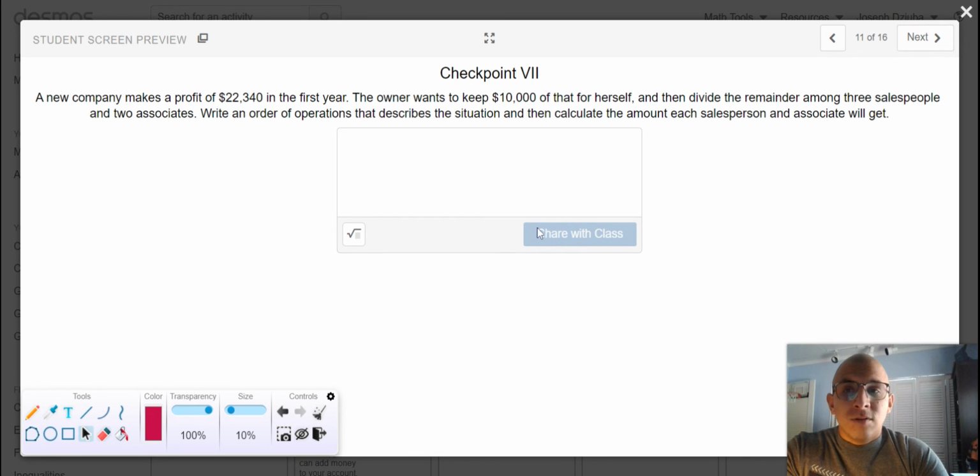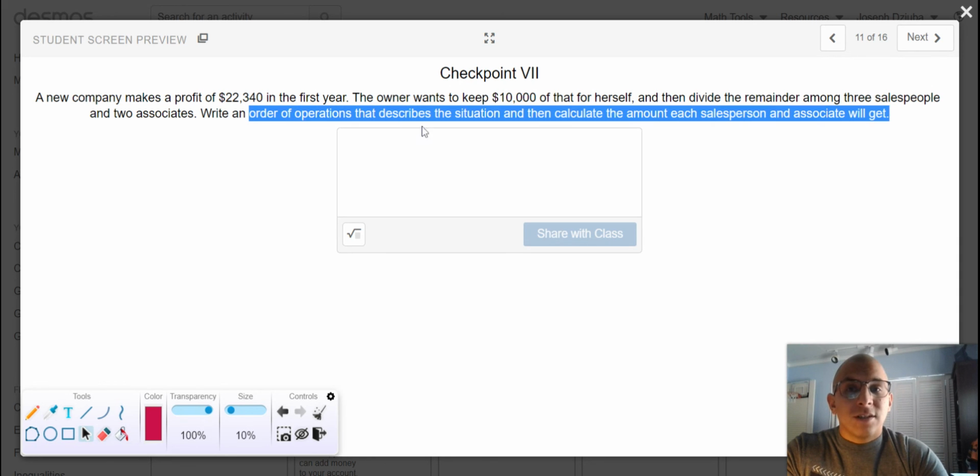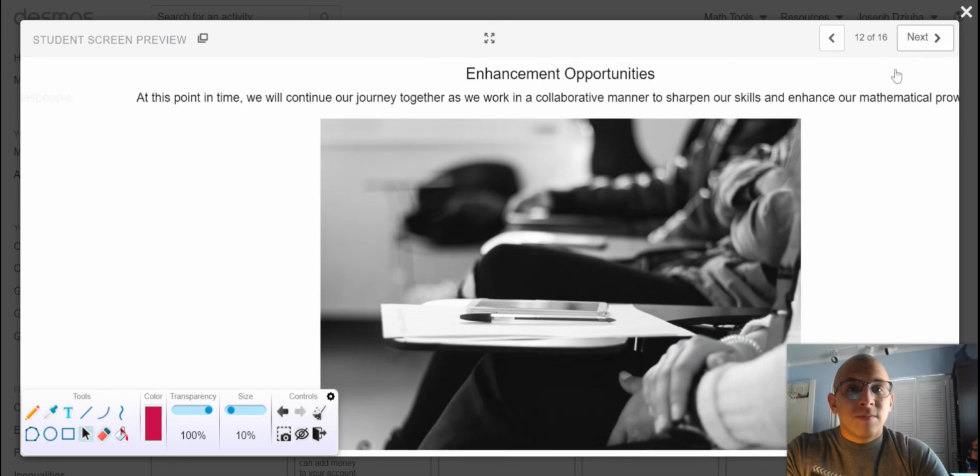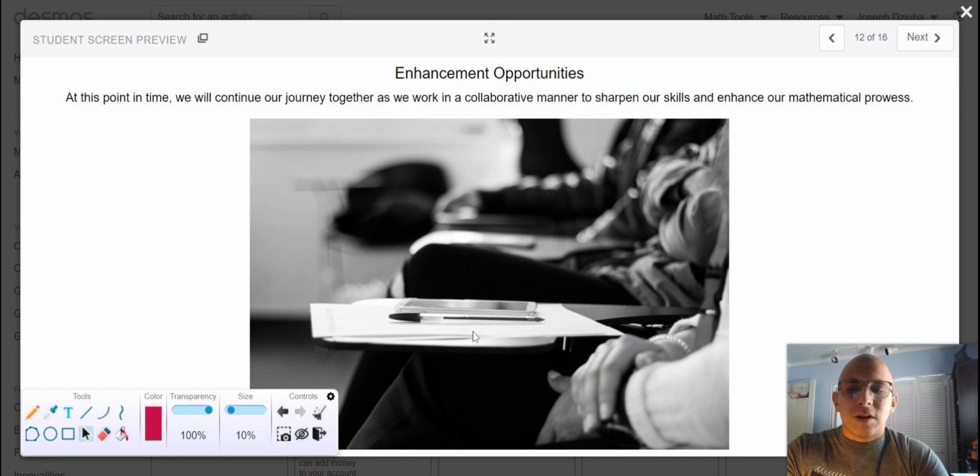And to conclude, we have an application problem where you are tasked with creating your own order of operations that describes the situation that a new company has regarding their profit, and then calculating the amount each salesperson and associate will get, and that'll lead us to our enhancement opportunities.